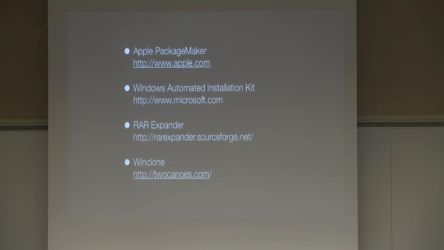Windows Automated Installation Kit, you can download from Microsoft Direct. There's tons of info out there about how to do it and use it. If you have anybody who's done it or used it before, I would recommend you take them to lunch and have them help you walk through, because it's got a little bit of weirdness to it. RAR Expander is freeware, and that's just for cracking open the Boot Camp pieces. The Two Canoes website is where you can get WinClone and purchase it.